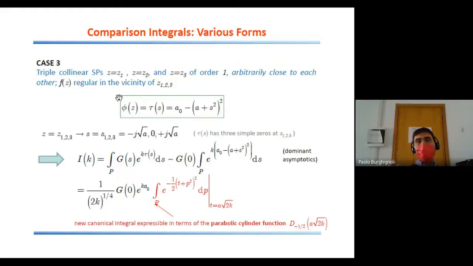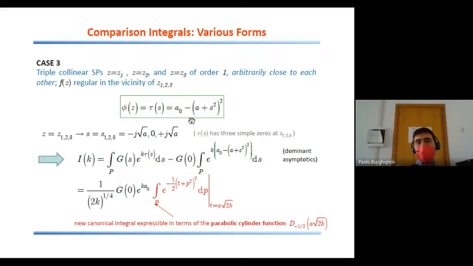The third case is that of three saddle points arbitrarily close to each other. And as you can imagine, in this case, what you need is a fourth-order polynomial in order to recover three saddle points in the complex S-plane, in particular with this choice of the fourth-order polynomial that you can see in the box.